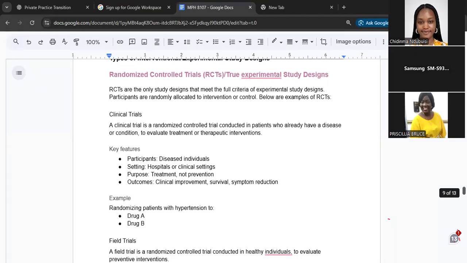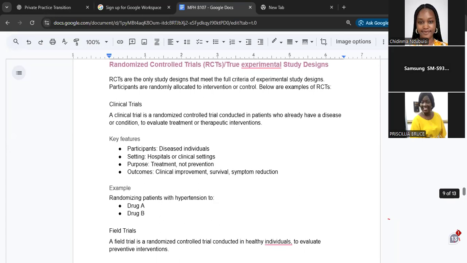So there's the clinical trial. Clinical trials happen mostly in the hospital setting, using people who already have the disease. When you hear clinical trial, it's mostly, let me say, a drug. We want to know whether this drug is effective or not, whether this drug works or not. So we call the people together. Remember, for it to be a true experiment, there has to be an intervention. So our drug is the intervention.